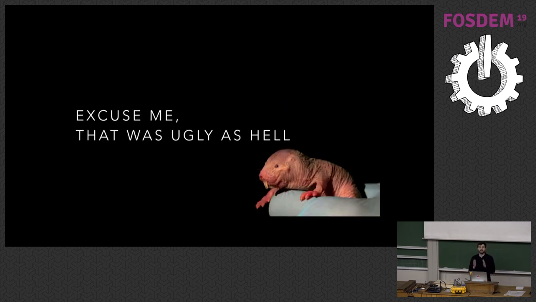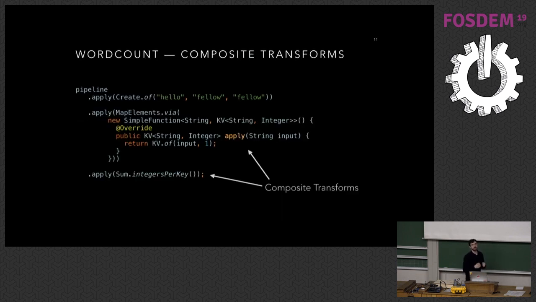Yeah, I mean, that was pretty ugly. I agree. I don't know a better way to write this that is less incomprehensible. So luckily, we have composite transforms, so we can simplify this further. Instead of doing the first ParDo, where we use this DoFn, we just use a MapElements function, which is slightly simpler.